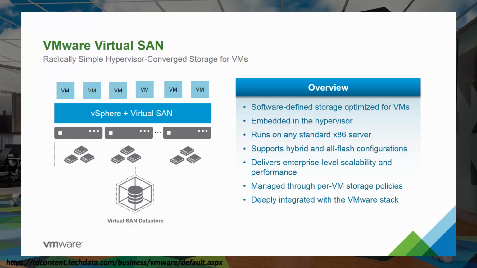Virtual SAN is a hyper-converged storage, that is, storage and compute for VMs that are delivered from the same x86 server platform running the hypervisor. It integrates with the entire VMware stack, including features like vMotion, high availability, distributed resource scheduling, and many other features that are native to vSphere.